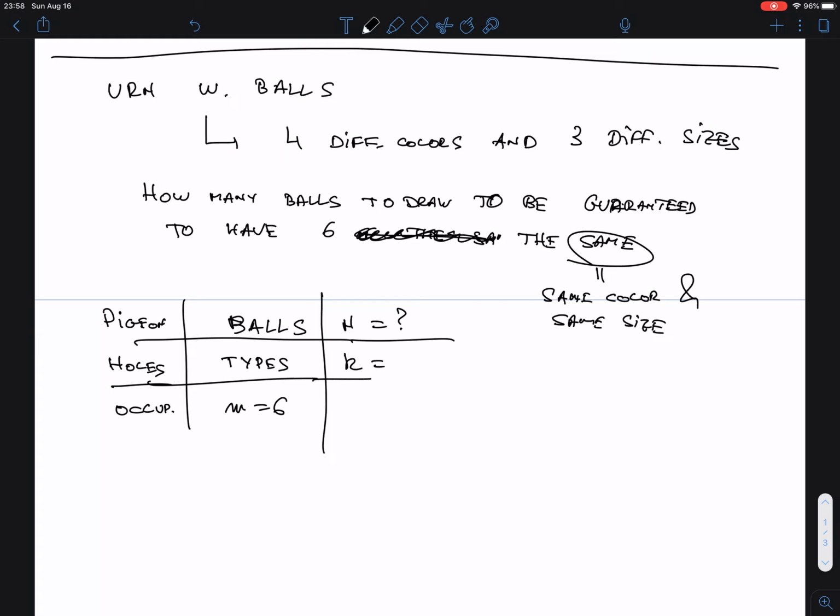So let's think about it. How do you create this type? You choose a color, and then independently you choose a size. This reminds us very much of the product rule. So we have 4 times 3, that is 12.